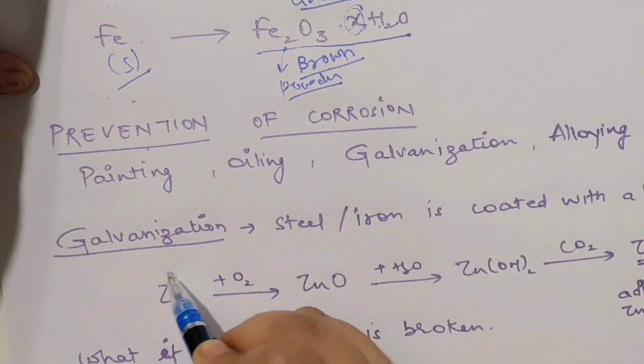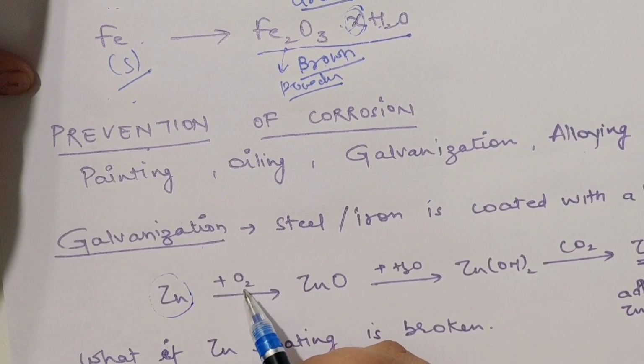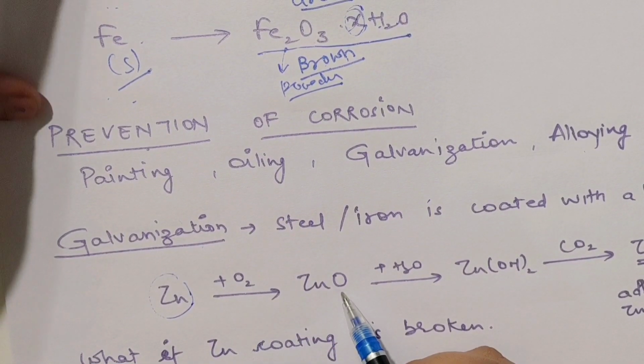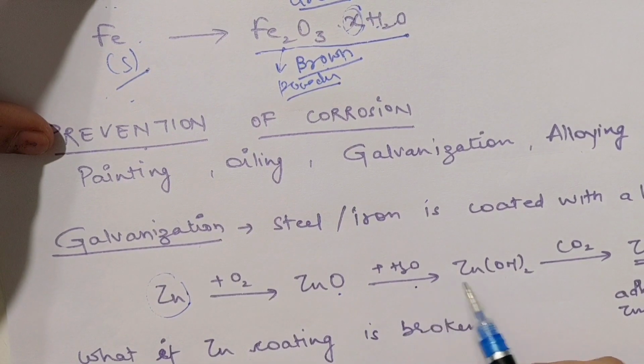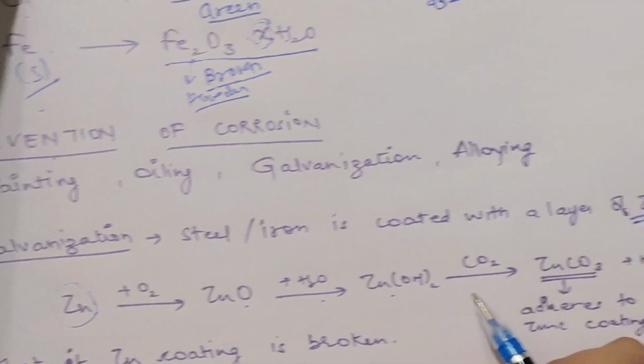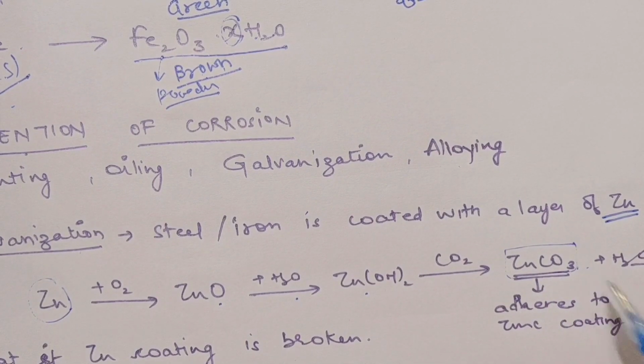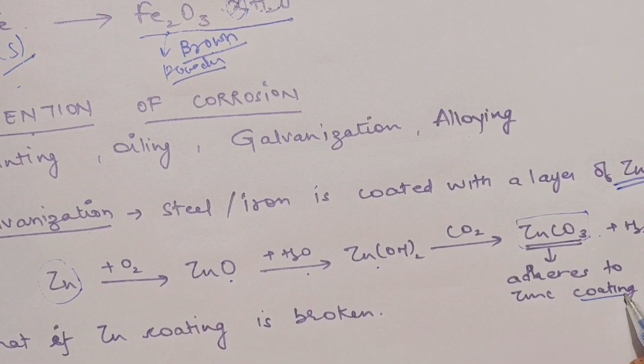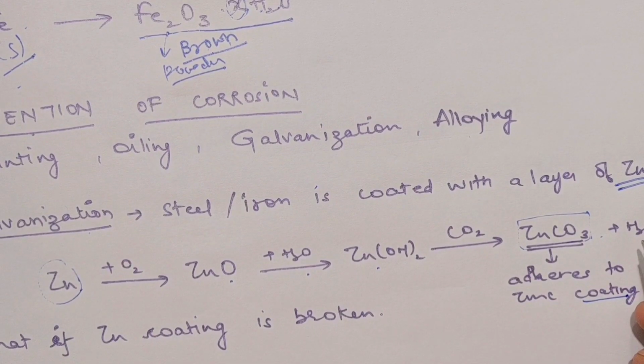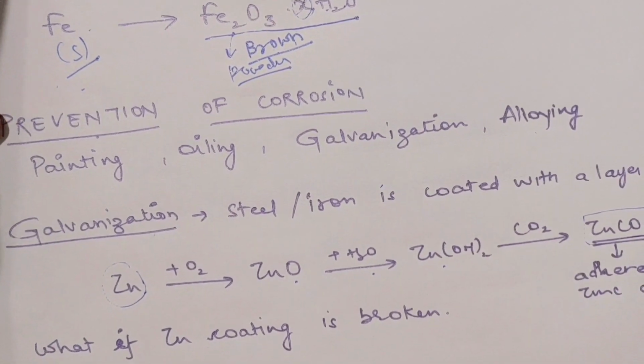That is because the zinc layer, when it combines with oxygen, forms zinc oxide, which then combines with water to form zinc hydroxide, which then combines with carbon dioxide to form zinc carbonate. And this zinc carbonate layer adheres to the coating and forms a protective layer, which prevents even zinc from getting corroded. Okay, but that's not all.